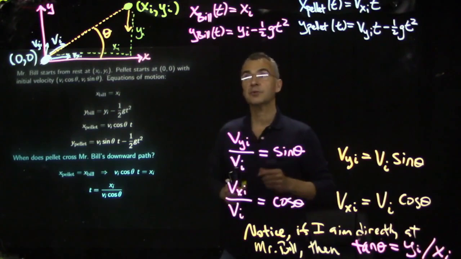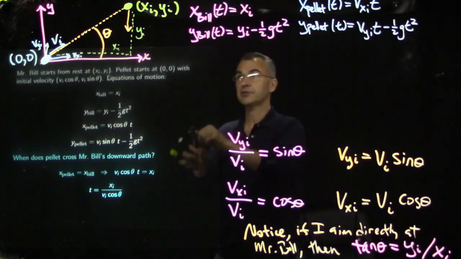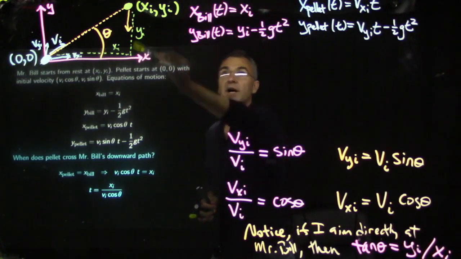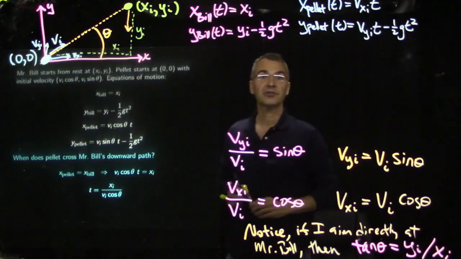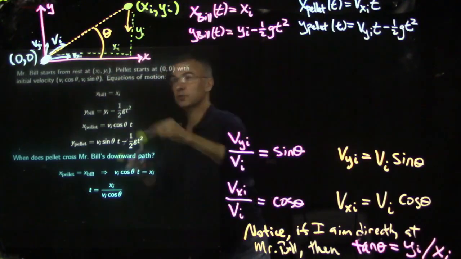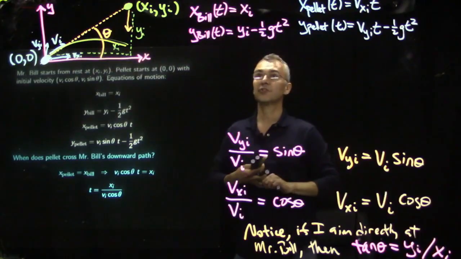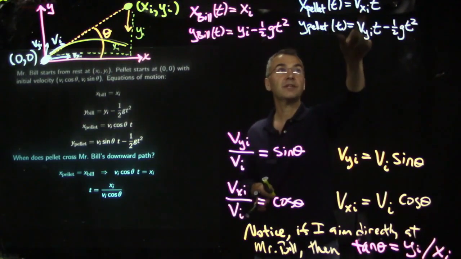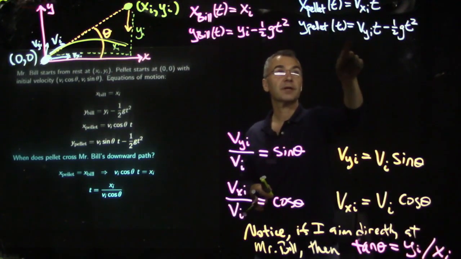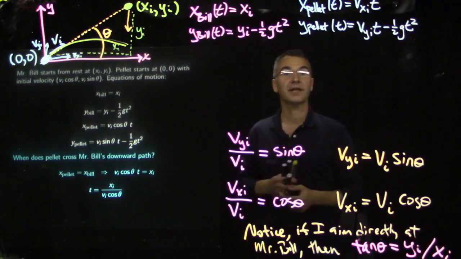So we know Mr. Bill will have a constant x value, x equals x initial, but his y value will follow y initial minus 1/2 gt squared. We know that the pellet will follow the parabolic arc of projectile motion, and that is described by x of the pellet is vx initial times time, y of the pellet is vy initial times time minus 1/2 gt squared.